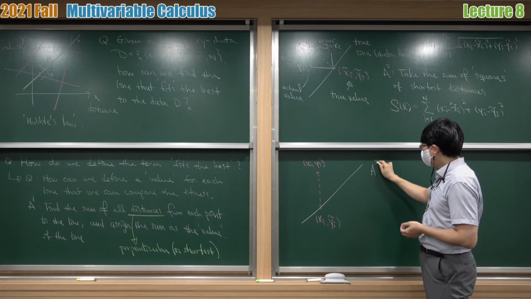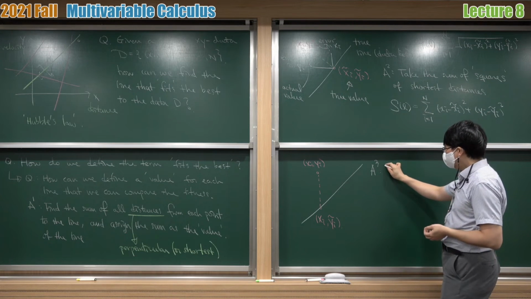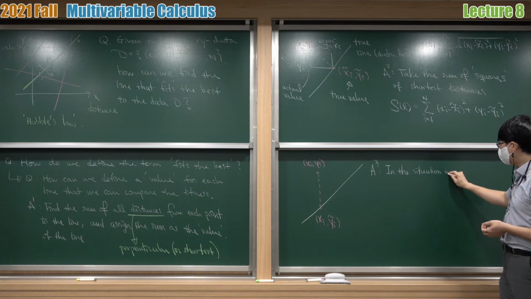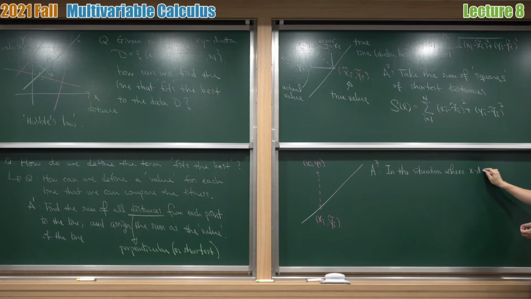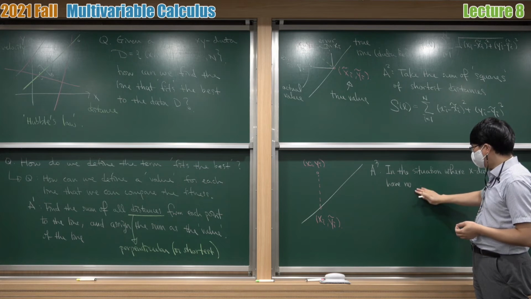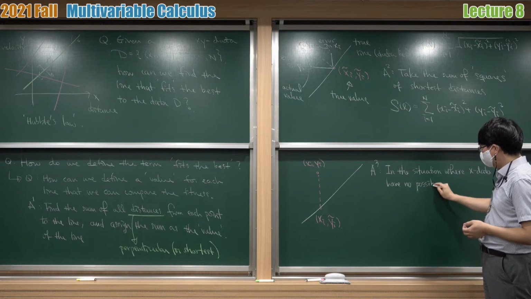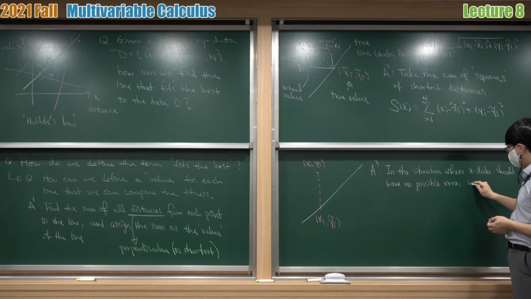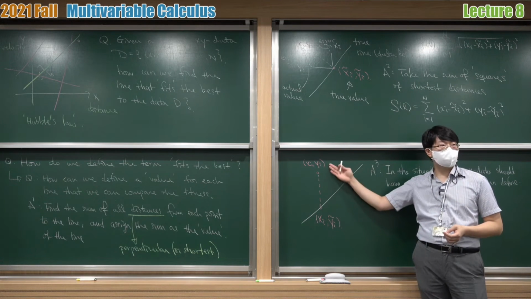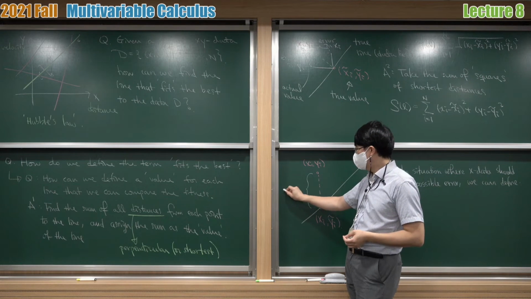So here's a third answer. In the situation where x data should have no possible error, we can define the value assigned to the line as what? Sum of what? Right.